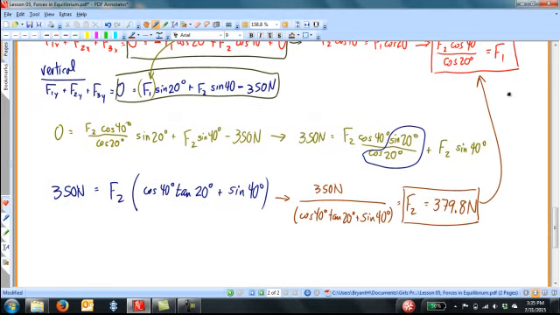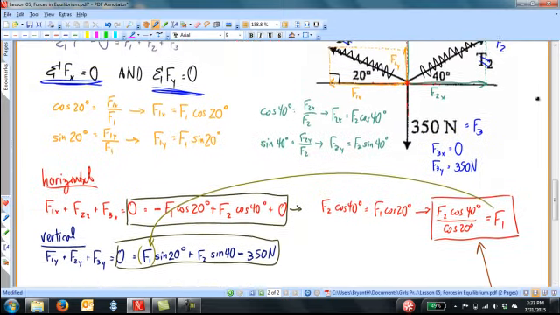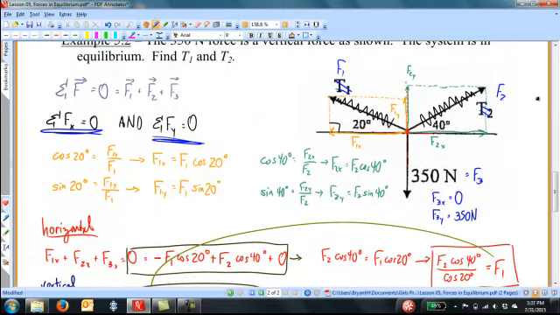Here's what it looks like. And now I substitute the numbers into my calculator, and I get that F1 is a number that's a little less than 310 newtons. And that solves the problem. Now I have numerical values for F1 and F2. I'll go and draw them back up into my figure up here.